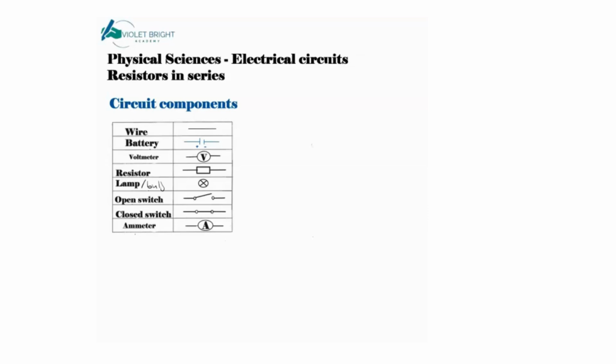You can never have a circuit without wires. Why? Because wires conduct electricity throughout the circuit. You can never have a circuit without batteries. Why? Because batteries are the source of energy. These are the symbols that we usually use when drawing electric circuits.